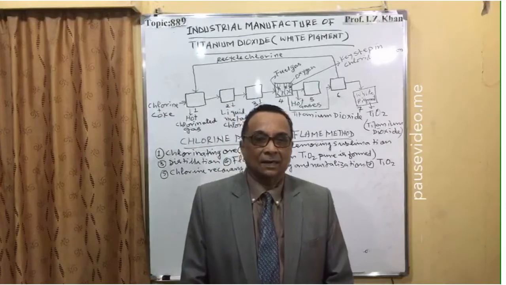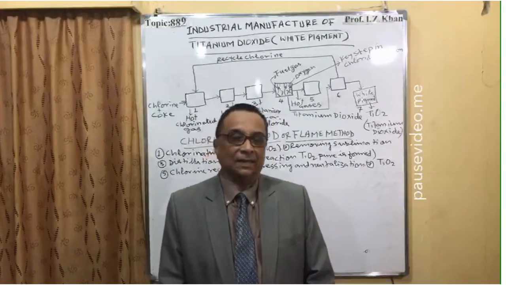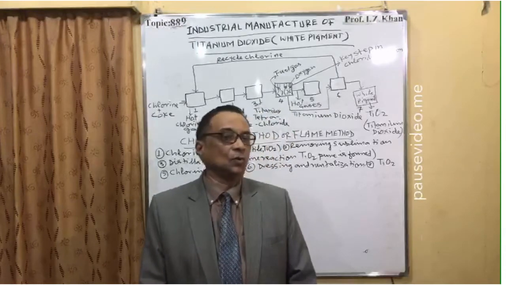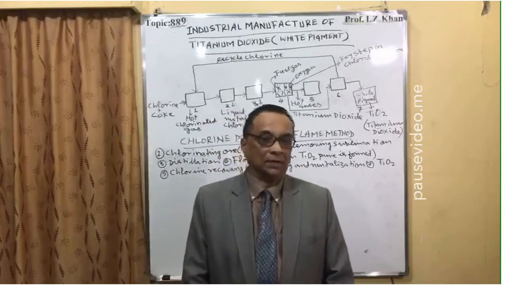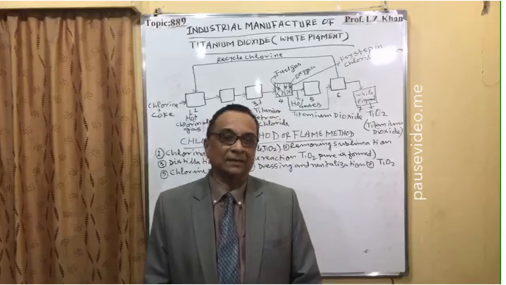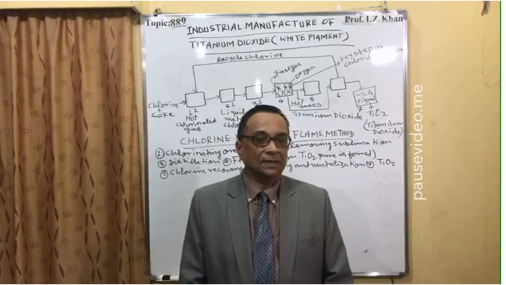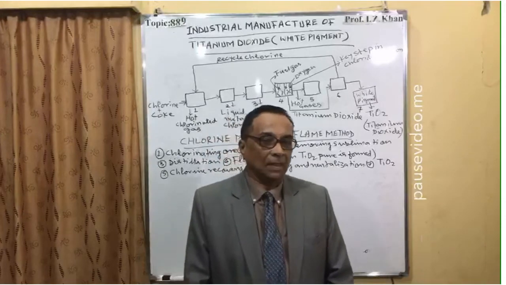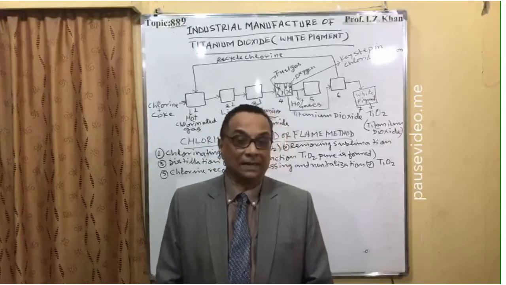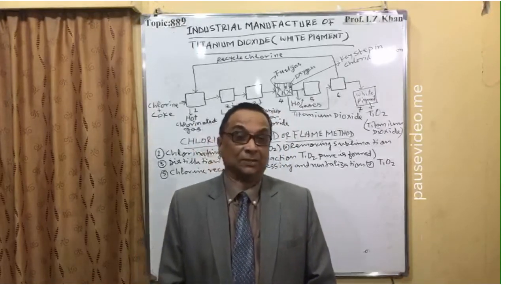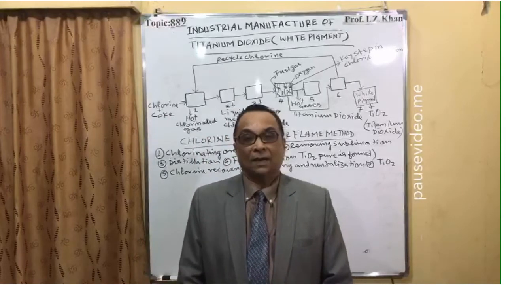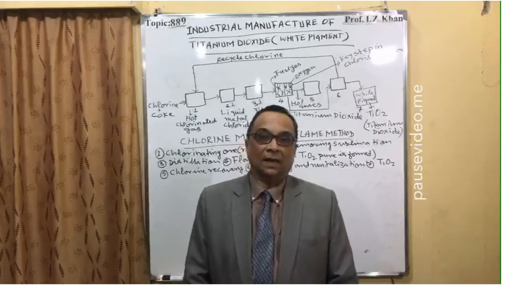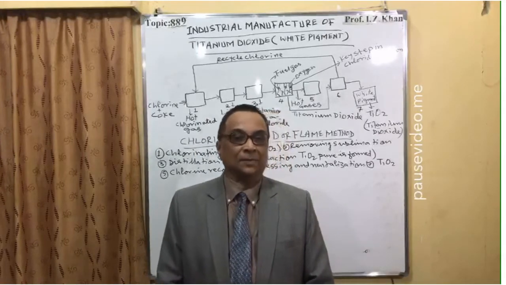As raw material for the production of titanium dioxide, mainly 2 ores are used. One is ilmenite and the second one is rutile. Ilmenite and rutile are produced in many countries, but India is one of the richest sources of these two titanium ores, and India is advanced in titanium technology.